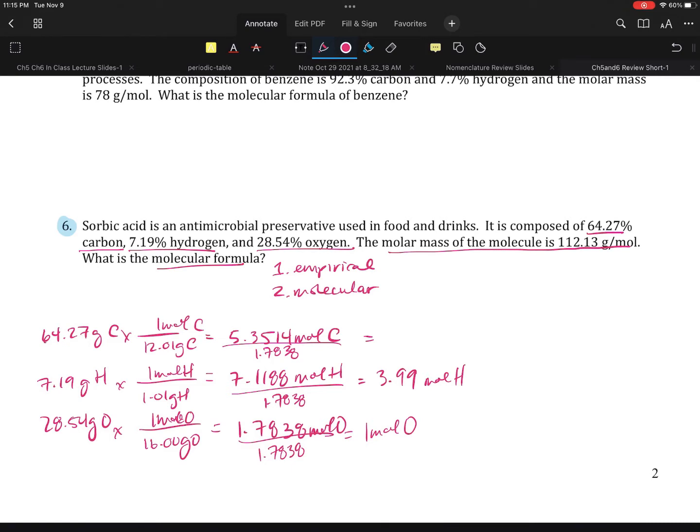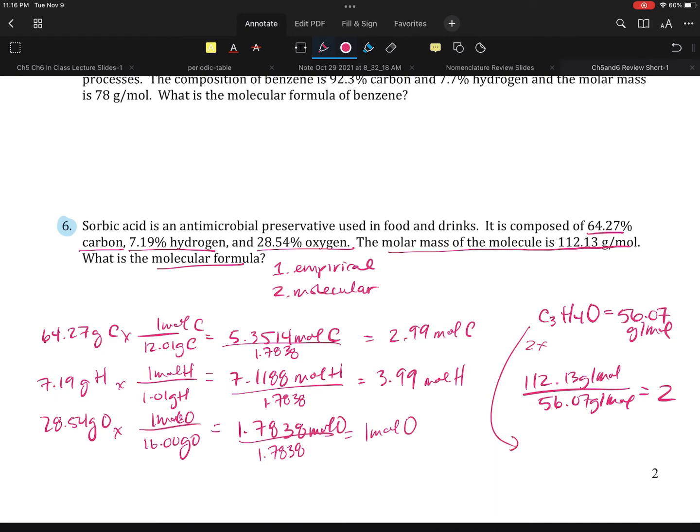Then we have to calculate the molar mass of our empirical formula. And then we take the molar mass of our molecule, divide it by the molar mass of our empirical, and that gives us our n, our multiplier. How many times larger is the molecular formula versus the empirical formula? And then we multiply the whole formula by that number. And again, like we said in class, if this multiplier n is ever not a whole number, that's your big clue that you've done something wrong and you should go back and reconsider.